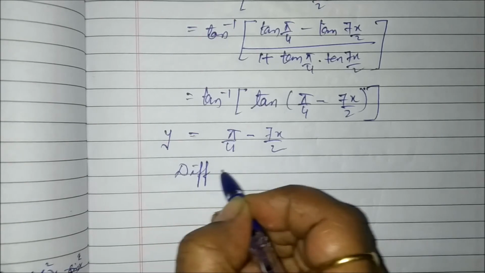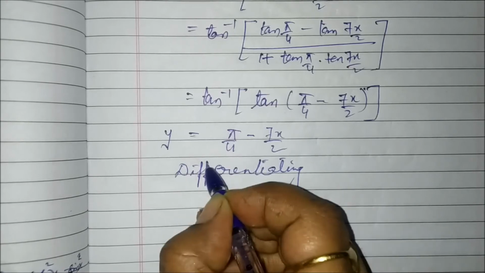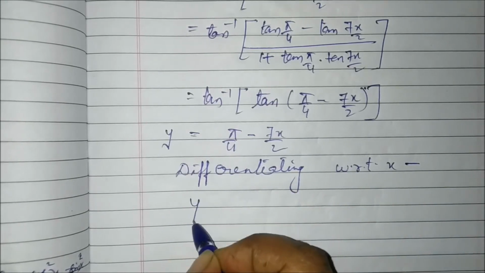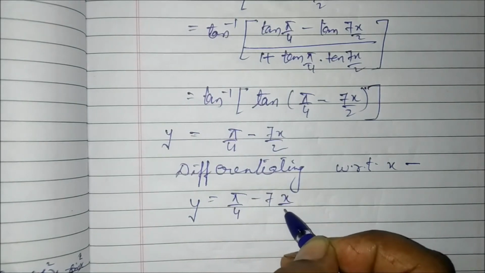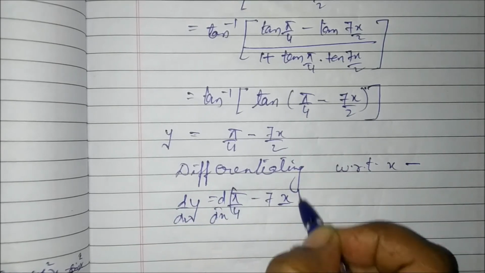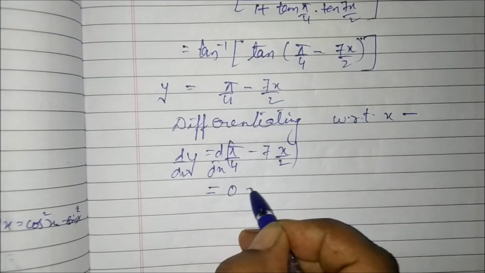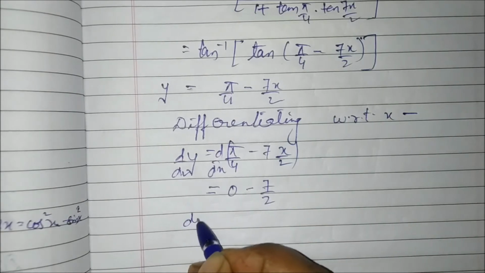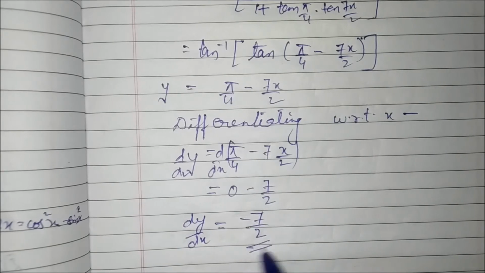Now we write here, differentiating with respect to x, we get dy by dx. The derivative of a constant is 0, minus the derivative of 7x by 2, which is 7 by 2. So dy by dx equals minus 7 by 2. Clear?